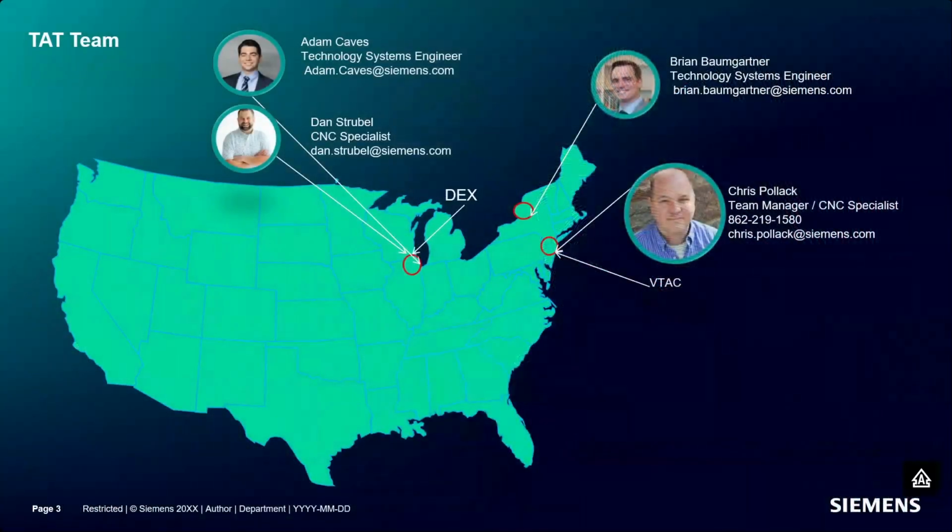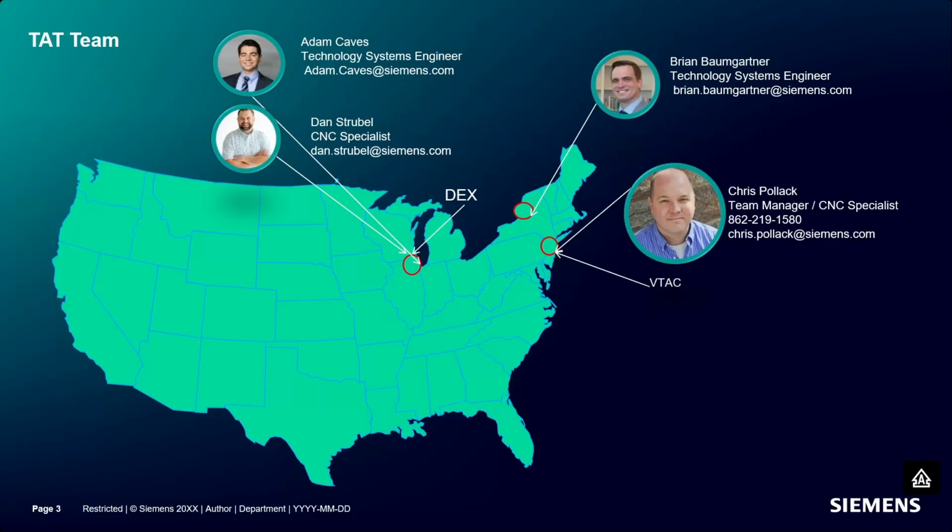So first things first, who are we and what is our team and where do we sit? Myself and Adam Caves, we sit in Elk Grove Village. We can house trainings there. We have machine tools there where we do the training on the actual physical machine, as well as videos. So we do a lot of things there.